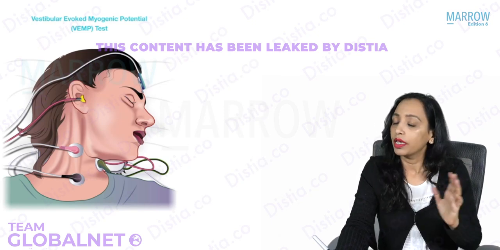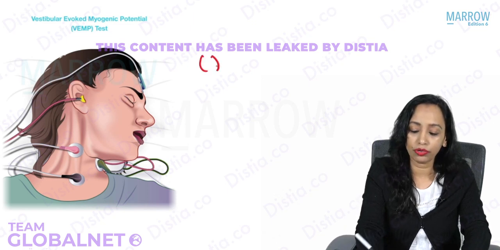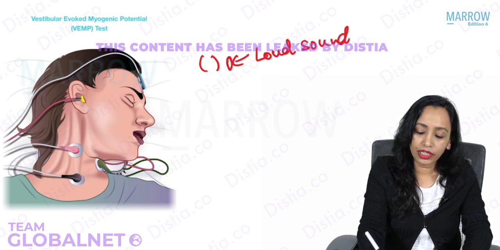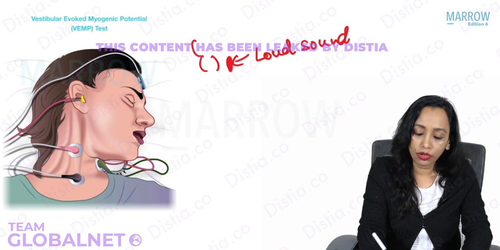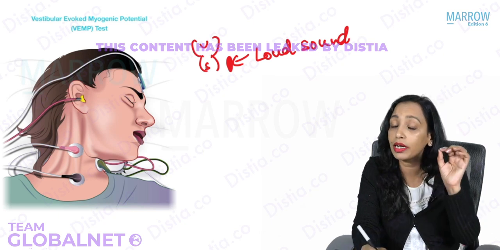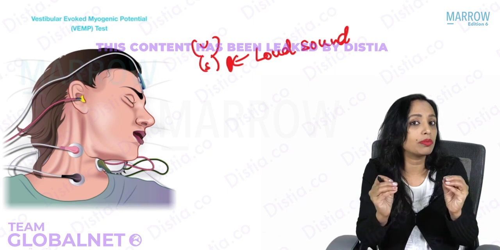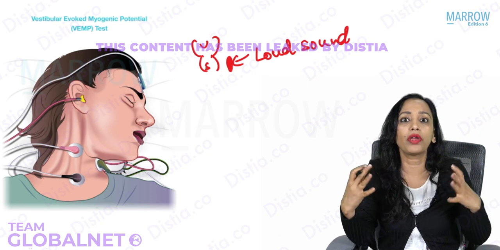What is VEMP? We know that normally also the saccule and the utricle of the inner ear get stimulated by loud sound. When there is a loud sound, because of the movement of the footplate of the stapes a little more, the utricle and the saccule get stimulated. They get stimulated but little. They do not get stimulated so much that they will lead to vertigo. They get stimulated only that much that they can maintain the posture of the head and the body.